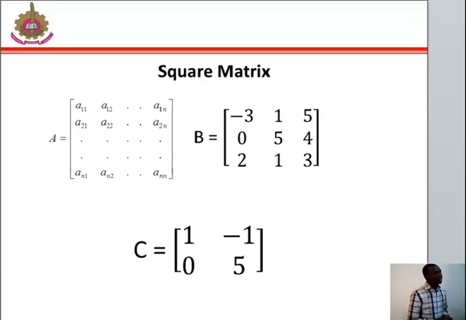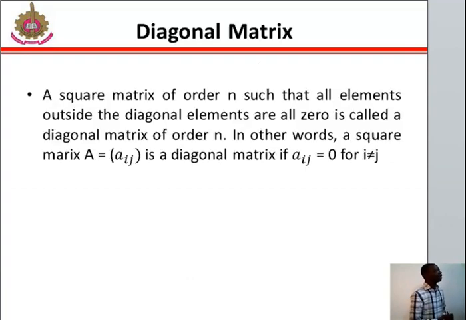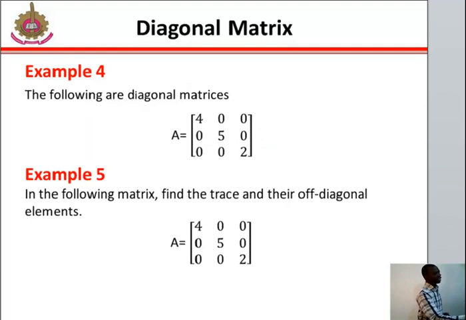And you can also proceed to find the diagonal matrix. The diagonal matrix is a square matrix of order n such that all elements outside the diagonal are 0. It is called a diagonal matrix of order n. In other words, a square matrix A equal to Aij is a diagonal matrix if Aij is equal to 0. Let's check and see.